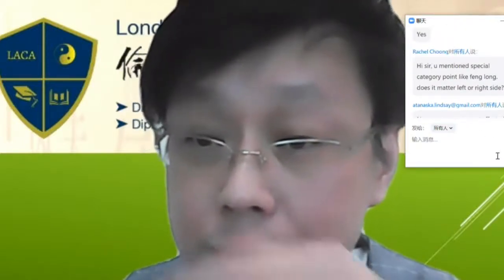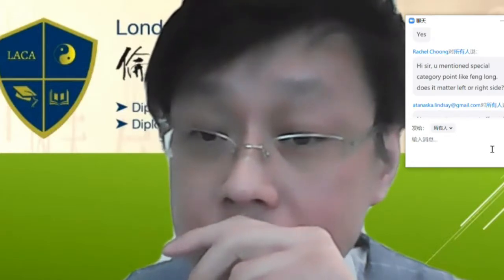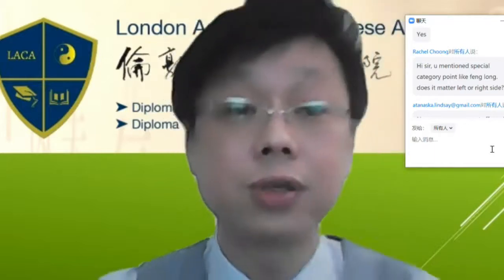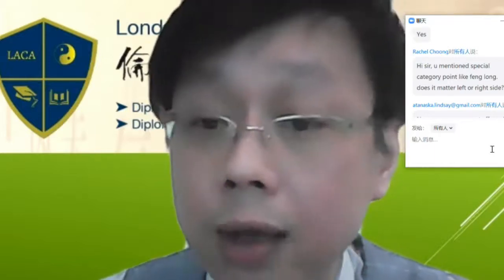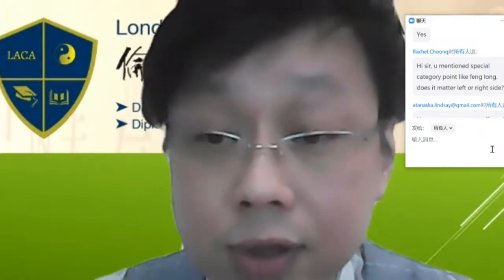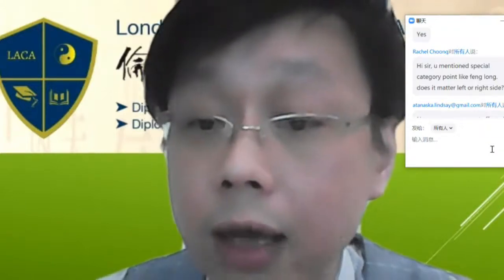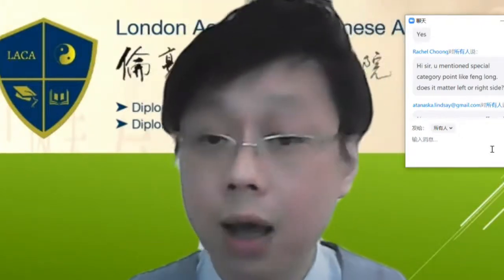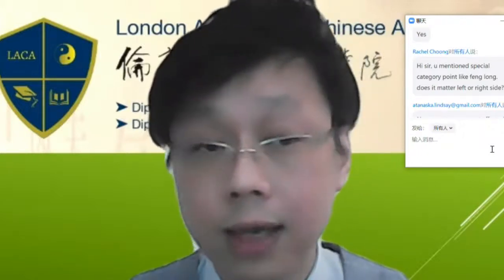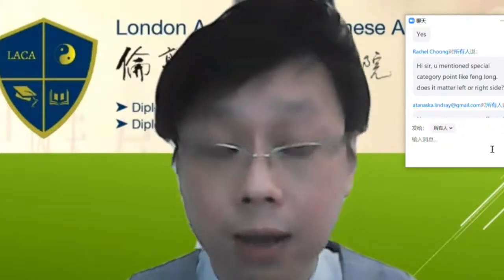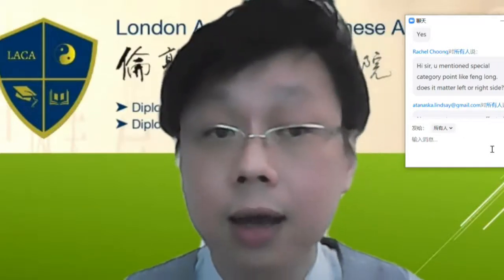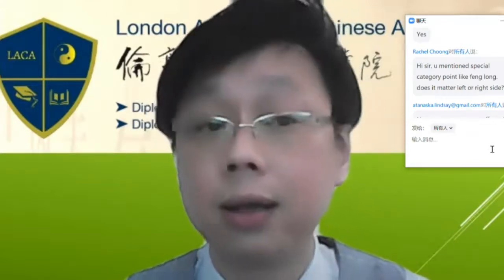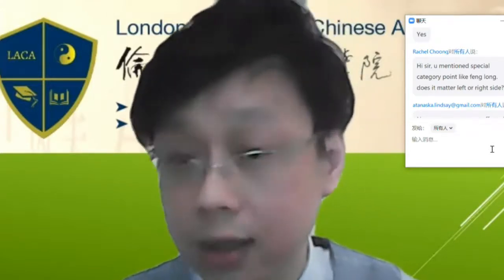I have one student, Rachel Chun, and she was asking, you mentioned special category points like Feng Long. Does it matter left or right side? As I mentioned also, left and right have differential significance. Left side normally means cold phlegm, and right side means phlegm heat. So you need to look into which one feels stronger, then you are able to diagnose properly. In terms of acupuncture treatment, it doesn't make a huge difference because one needle can treat either the cold or heat.